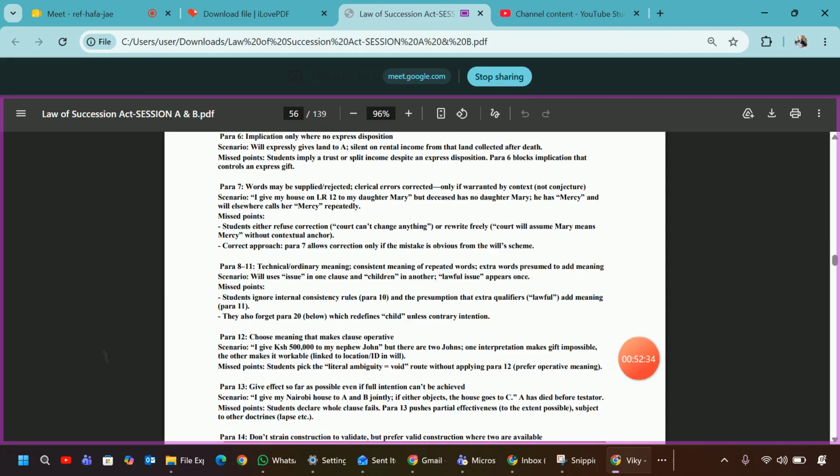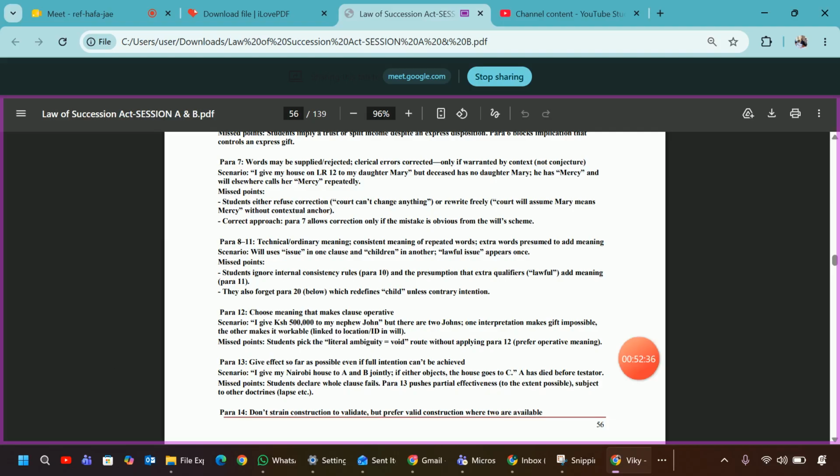Then paragraphs 8 all the way to 11 deal with technical or ordinary meaning, consistent meaning of repeated words, and extra words presumed to add meaning. For instance, a will uses "issue" in one clause and "children" in another, and "lawful issue" appears once. Students ignore internal consistency rules, pass on to paragraph 10, and the presumption that the extra word "lawful" adds meaning, pass on to paragraph 11. They also forget paragraph 20 below, which redefines child unless there is contrary intention.